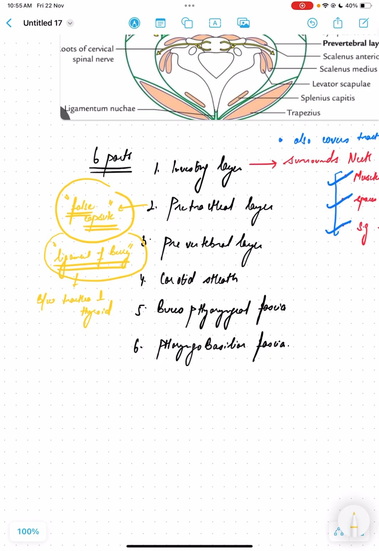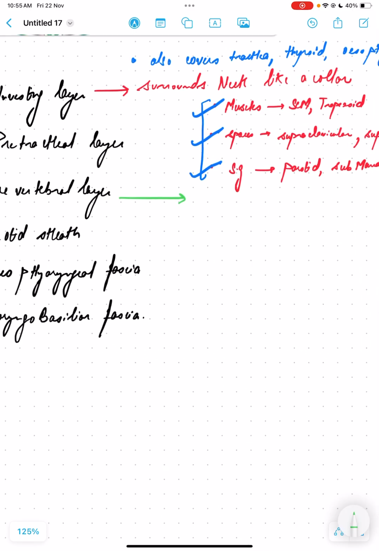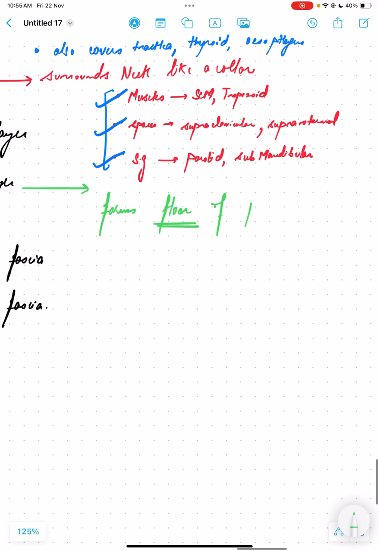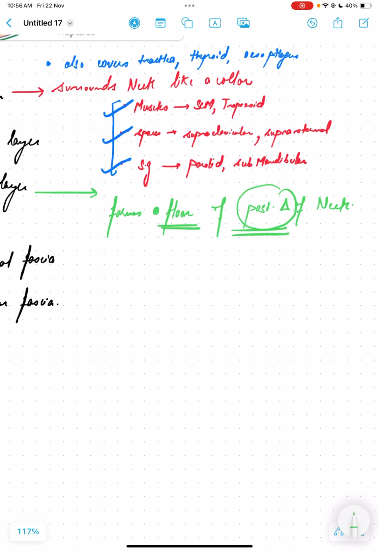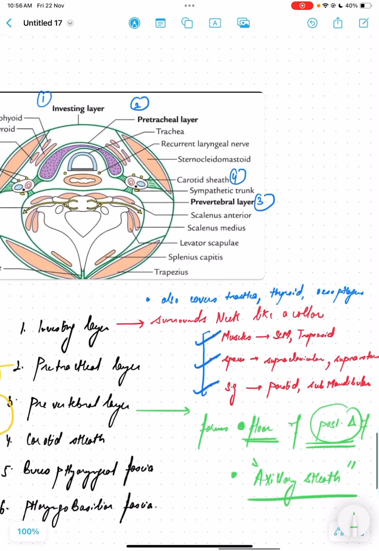Okay, what is the function of the prevertebral layer? Basically it forms the floor of the posterior triangle of the neck. In the next video we will study the anterior triangle and the posterior triangle. Till then you have to remember that it forms the floor of the posterior triangle of the neck and it involves the axillary sheath.